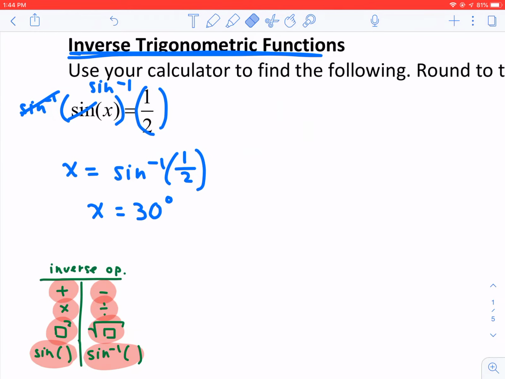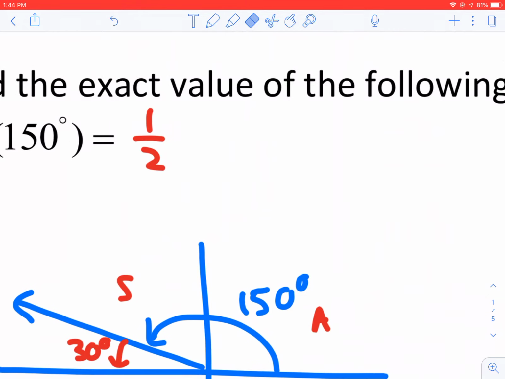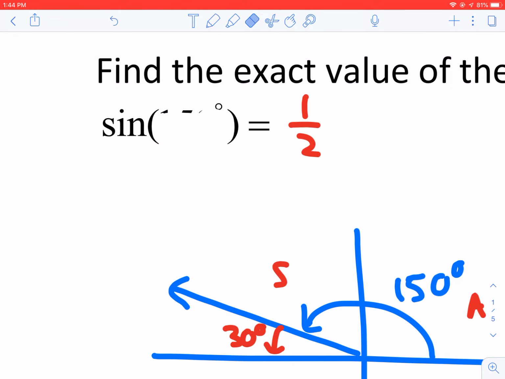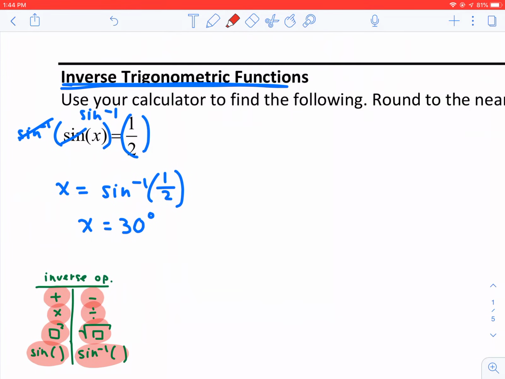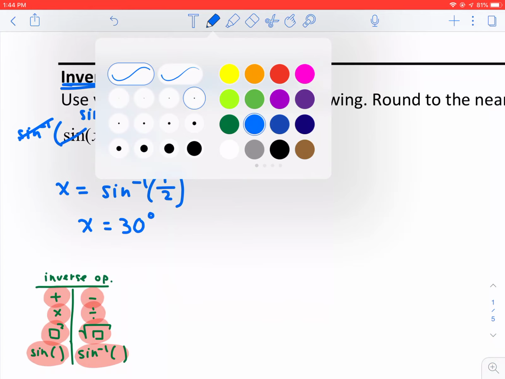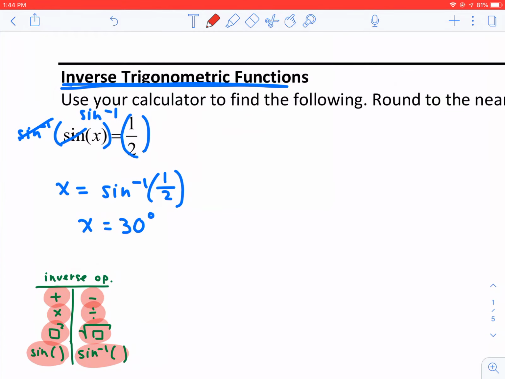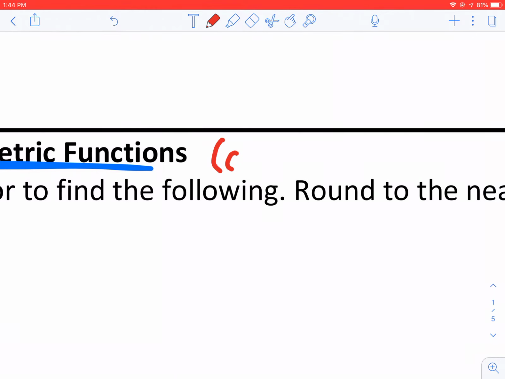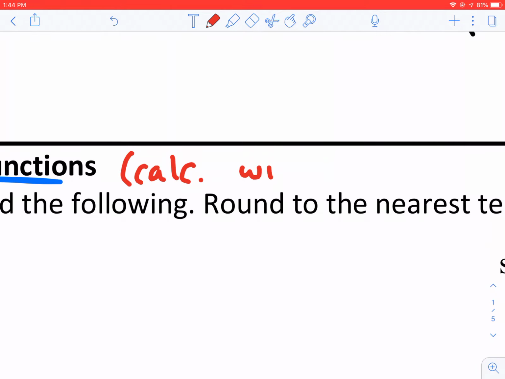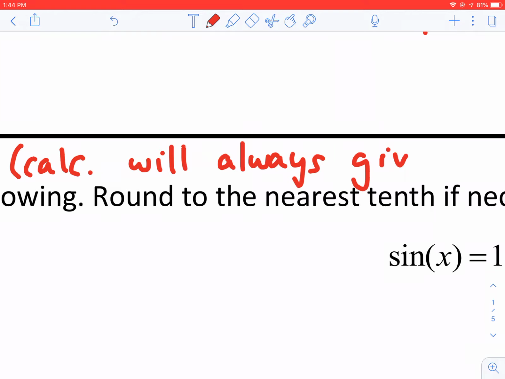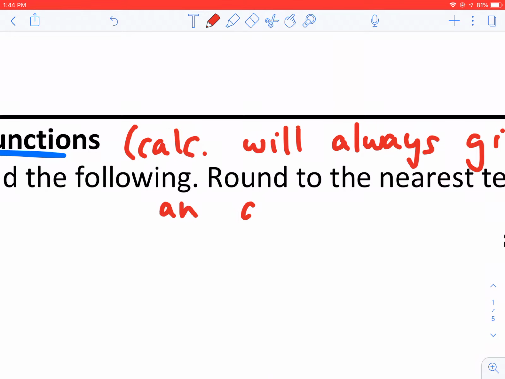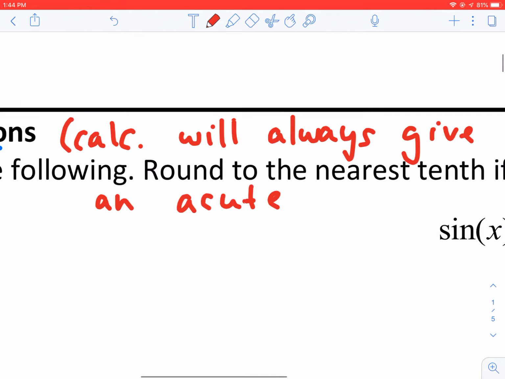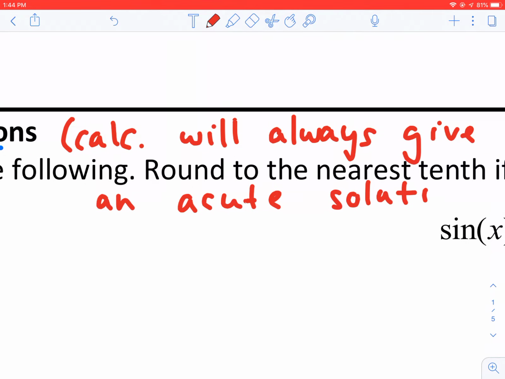But wait, if you look at the warm-up, we also know sine of 150 is 30 degrees. So just be aware that when you do this, your calculator only gives you an acute angle, only gives you a value between 0 and 90 degrees. All right? So just note that your calculator will always give an acute solution, even though there might be more than one answer to this.